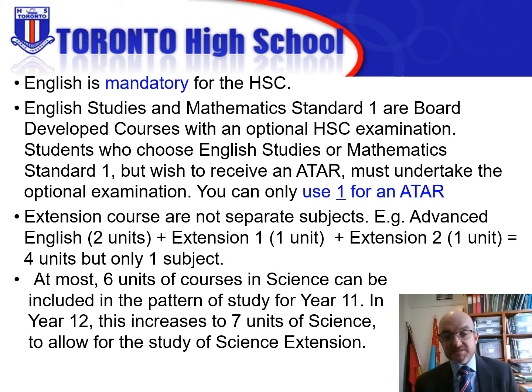Some other points, and this is explained further in the subject selection handbook or on the NESA website, that in determining the number of courses that you have to do to meet the pattern of study, extension courses are not separate subjects. So for example, if you are doing advanced English and you're picking up 1 unit extension, it still only counts as 1 subject of English, even though there's 3 units of English. And I mentioned before, 6 units in science in year 11, but that can increase to 7 units for science extension in year 12.